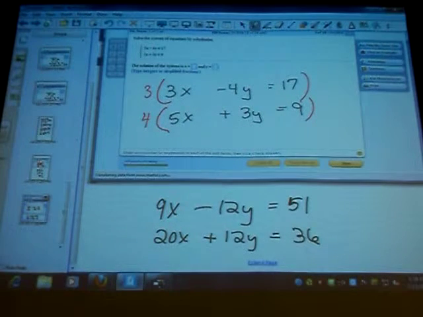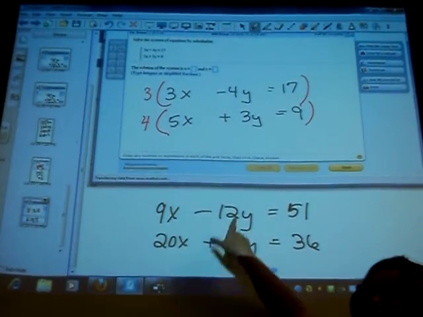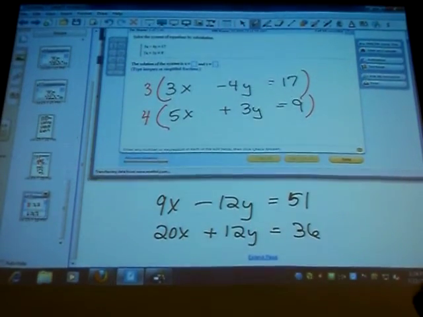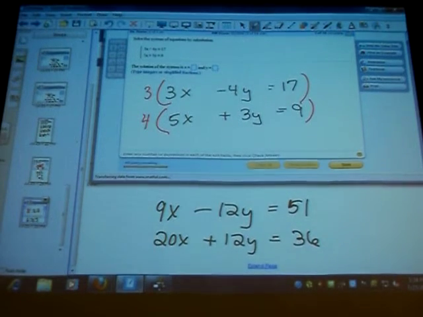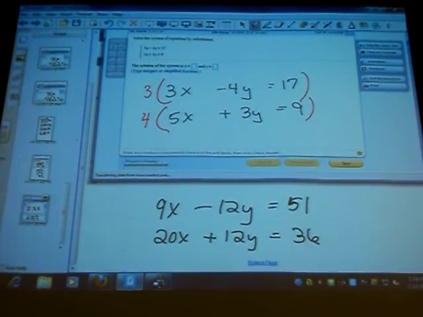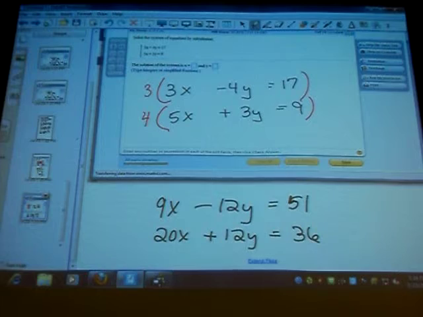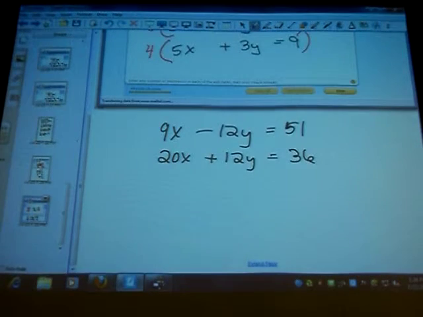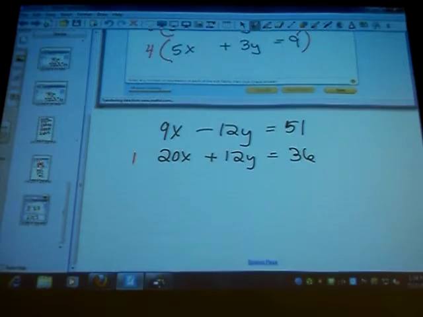I see where you're going with this. You do see where I'm going with this? Yep. I got negative 12, positive 12. Now that I have the same number with opposite signs, now I want to add them.